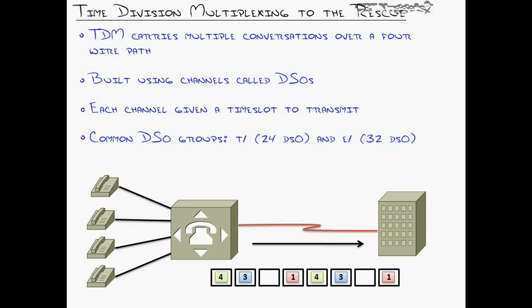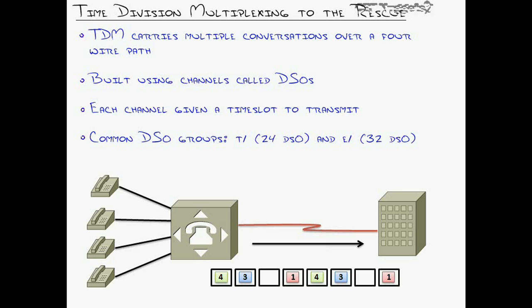Well, let's start off with the magic system that allows you to send multiple phone calls over a single connection. That is known as time division multiplexing, or TDM. TDM carries multiple conversations over a 4-wire path rather than each conversation taking 2 wires like it did in the analog world. It does this by building a larger connection through these channels known as DS0s. Now, some of this may be review for you. Even in the data world or the voice world, you might have heard of DS0. It's a single channel, 64 kilobits per second of bandwidth per DS0.